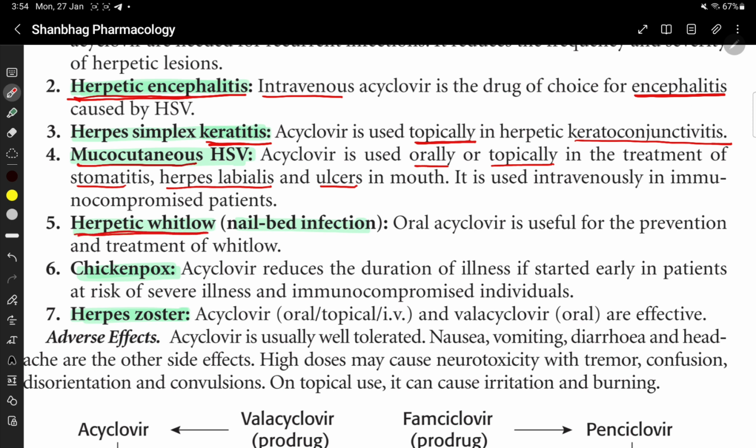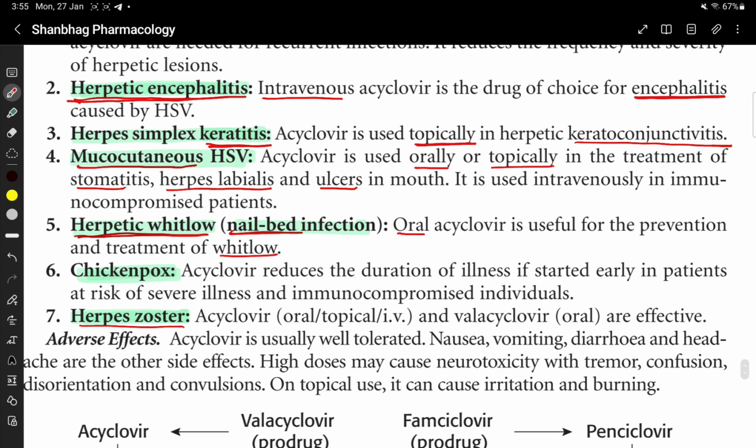Herpetic whitlow or nail bed infection: oral acyclovir is used for the treatment and prevention of herpetic whitlow. Chickenpox: acyclovir reduces the duration of illness if started early in patients at risk of severe illness and immunocompromised individuals. Herpes zoster: acyclovir and valacyclovir are effective in herpes zoster.